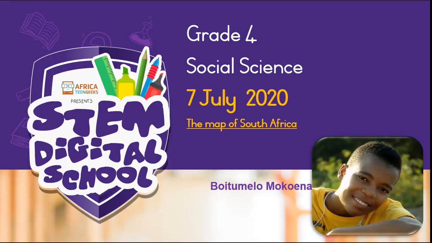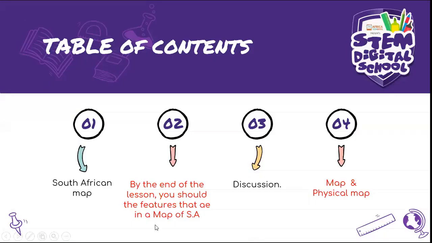Okay, moving to our lesson today, we are learning about the map of South Africa. We are all from South Africa, obviously, so we are learning about our maps. Four things to know about this lesson: we are learning about the South African map. By the end of the lesson, you should know the features that are in the map of South Africa. It will be a discussion lesson where we learn about maps and physical maps.